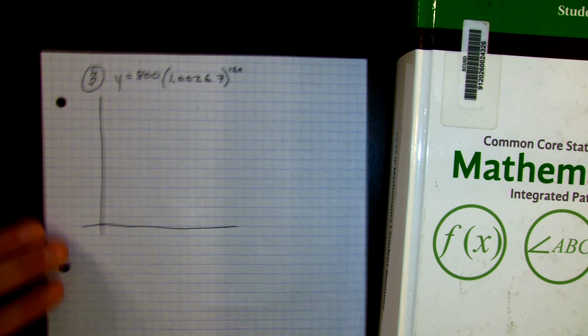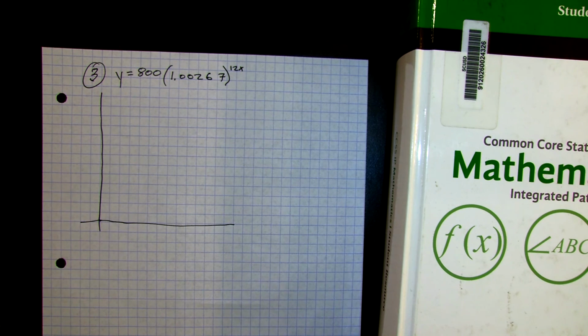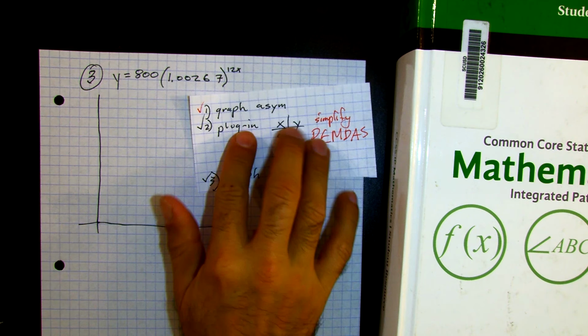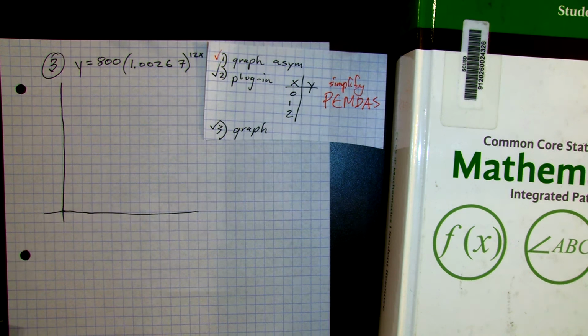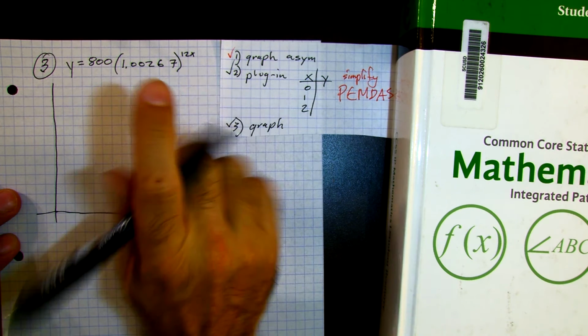All right, so we know that we can graph the asymptote now. Remember, here's our steps for graphing. Graph the asymptote. Plug in 3 values and connect the dots. So let's see where the asymptote is.